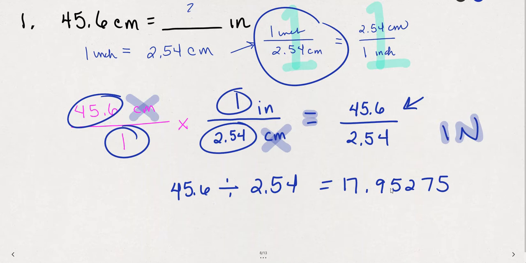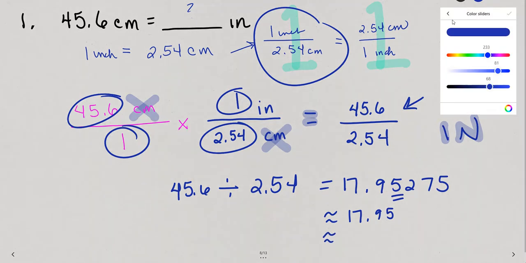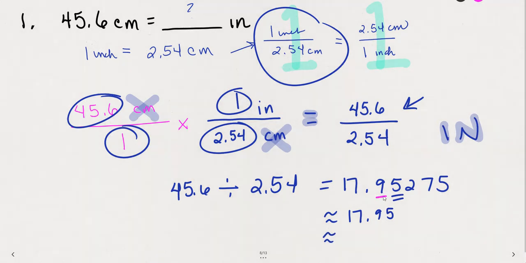To the nearest hundredth, that'd be 17.95. Let's round it to the nearest tenth. If I round that to the nearest tenth, this 5 would make that 9 go up. So this would become a 10, which makes the 17 into 18.